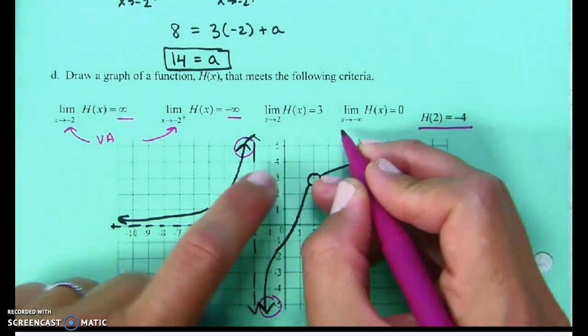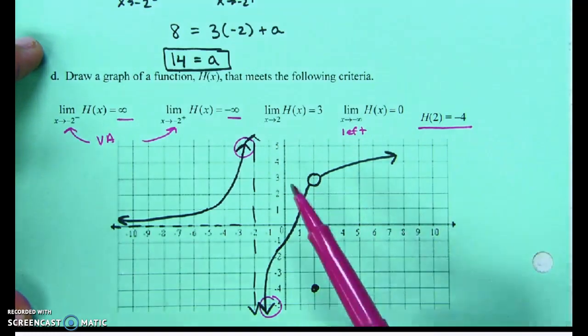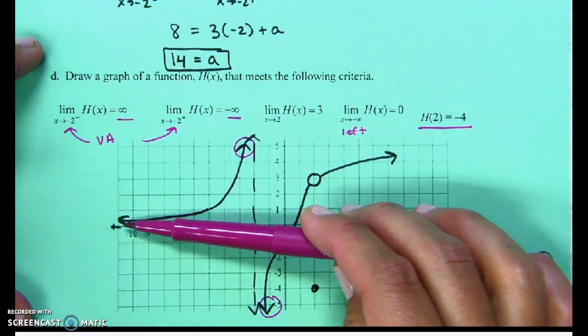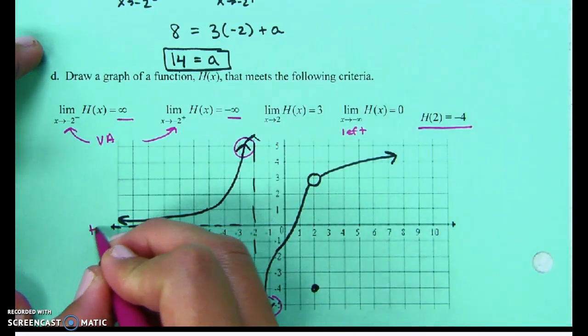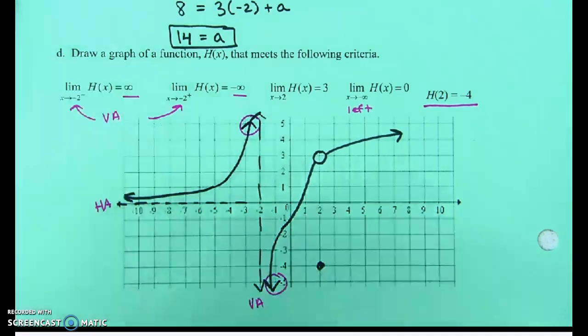And what's this information? As x is going to negative infinity, which is the left, so going this way, then your y value ends up at 0. So there's a horizontal asymptote at 0. Okay, make sure you know the difference between horizontal asymptotes and vertical asymptotes.